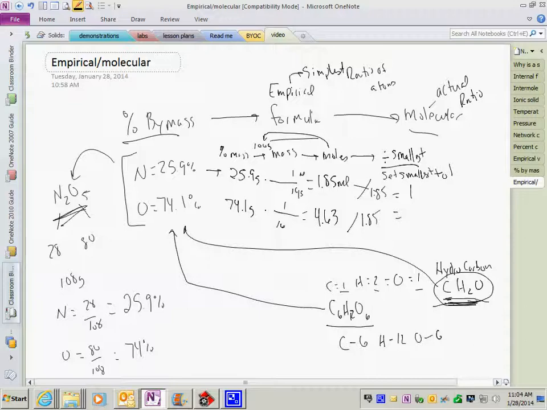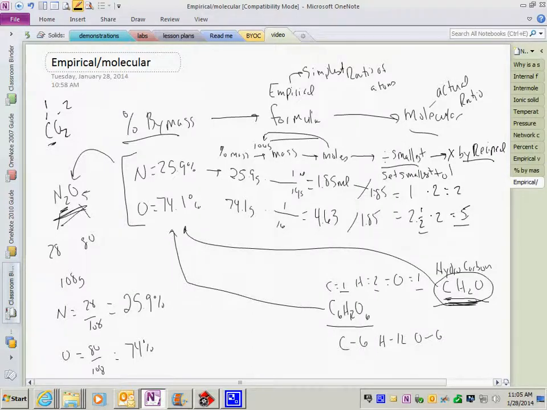So 4.63 divided by 1.85 equals almost exactly 2.5. I'm not going to write it like this, but 2 1/2. Now, when you set your smallest one to 1, you get a bit of a problem here. If we were doing carbon dioxide, for example, we would have a 1 to 2 ratio because the smallest one is in fact 1. But if your smallest one isn't 1, then you get a bit of a fraction. At this point, you would multiply by the reciprocal. The reciprocal of my fraction is 2. Both of them get multiplied by 2, and this gives me a 2 to 5 ratio.